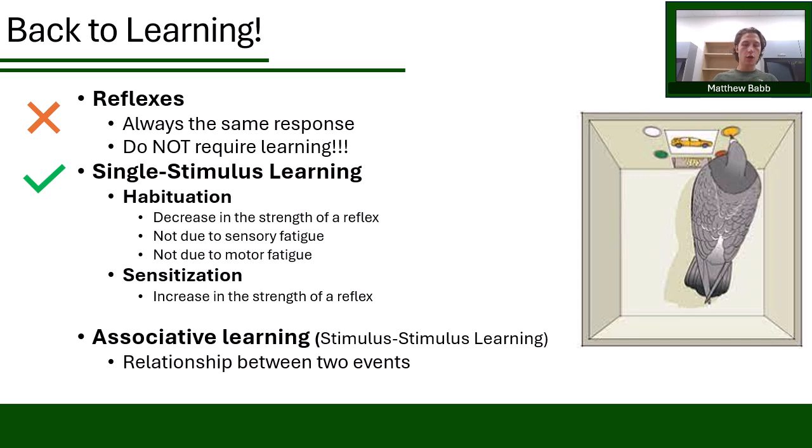All right, so let's review real quick. We talked about reflexes. Now, reflexes do not require learning, but we then moved into single stimulus learning, which is the most basic form of learning: habituation and sensitization. And so now we're going to move on to one of the most widespread learning phenomena studied in animals, and that is known as associative learning.